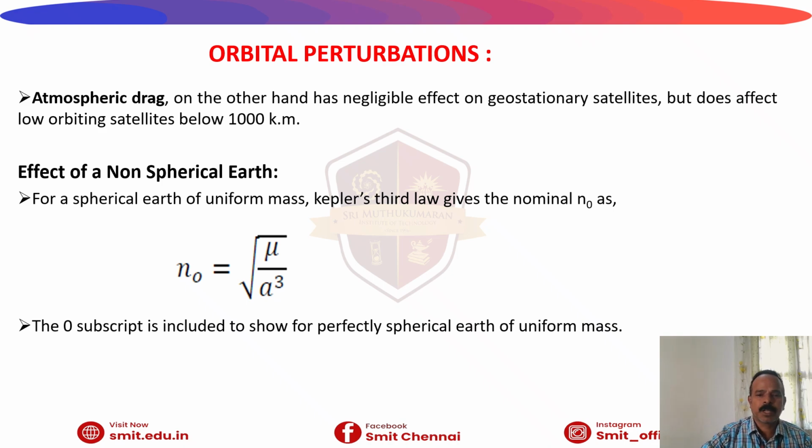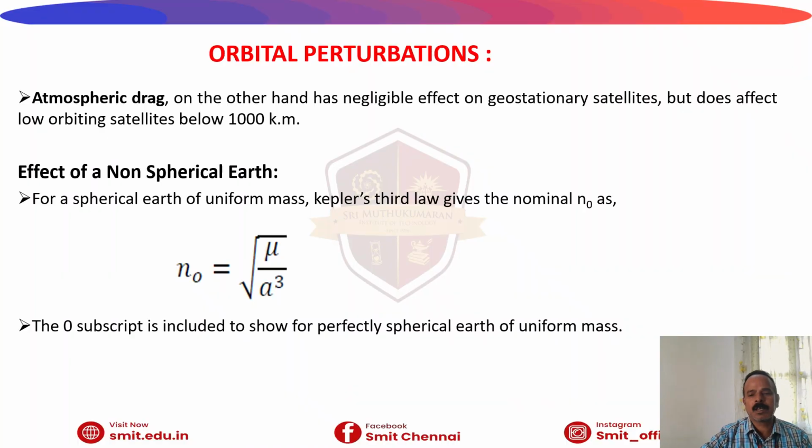Generally, atmospheric drag is also a common phenomenon, but this won't affect the geo satellite; other satellites are affected because of the atmospheric drag. Because the atmospheric drag is very much pronounced in the range of 1,000 kilometers. Particularly, satellites at less than 1,000 kilometers are severely affected by the atmospheric drag.